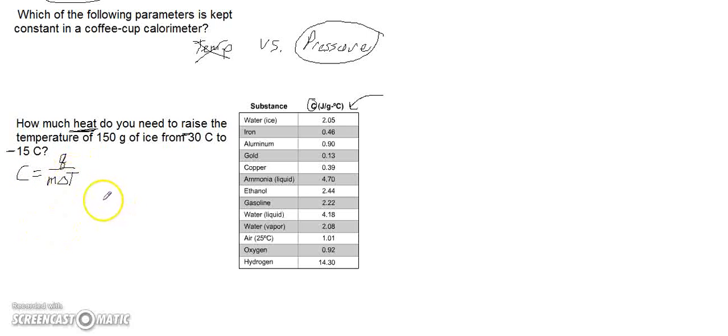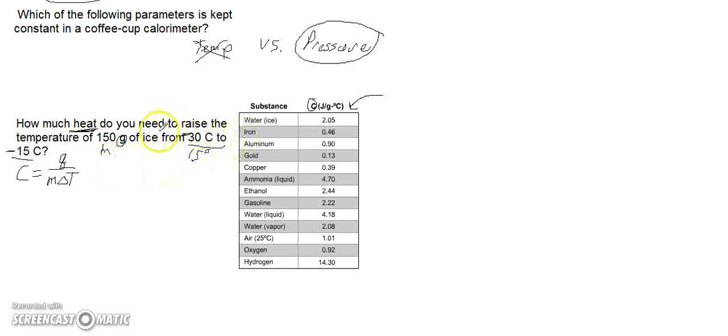And now let's see if we can solve for anything here. We do have our temperature change from negative 30 to negative 15. Remember this little triangle, delta means change in temperature. And so the temperature changed by 15 degrees. M, we have M, there it is, 150 grams. M is the mass, 150 grams.